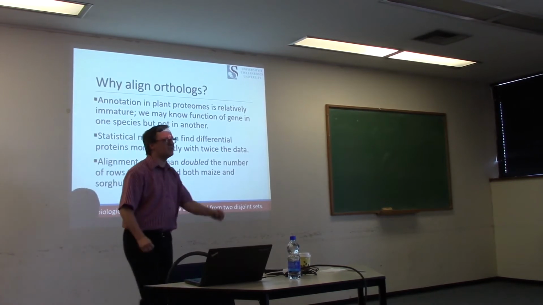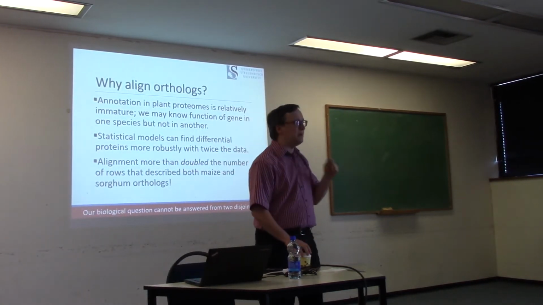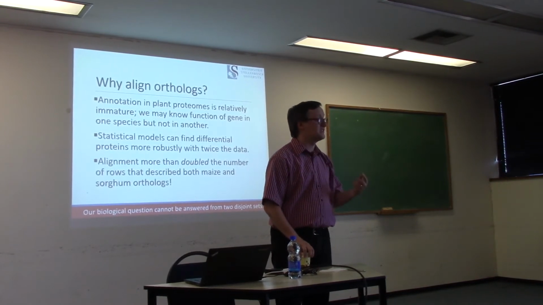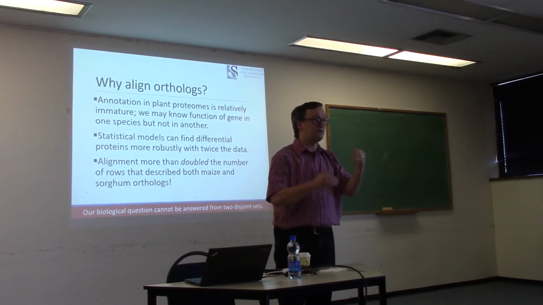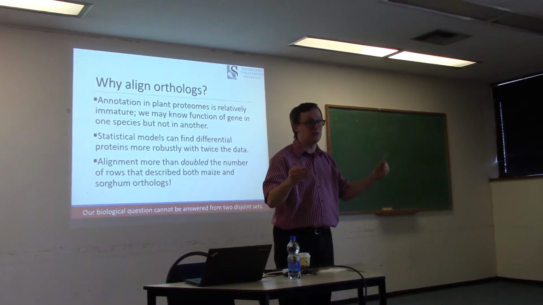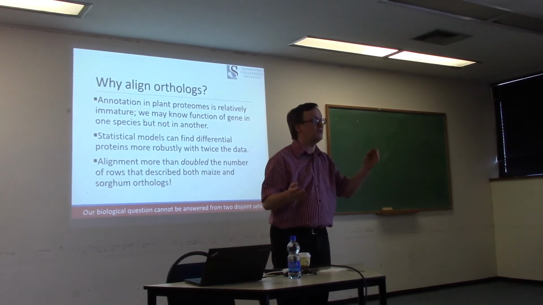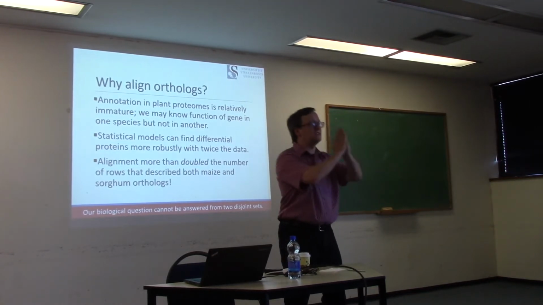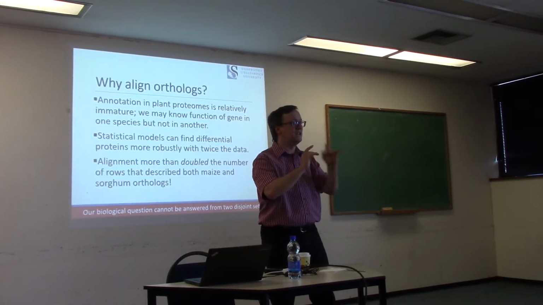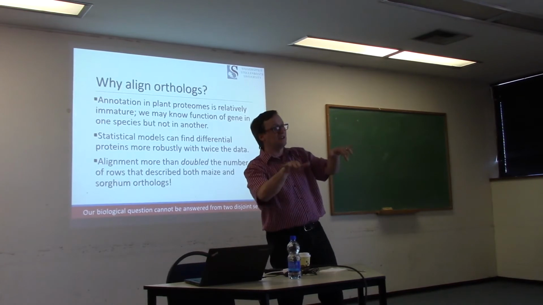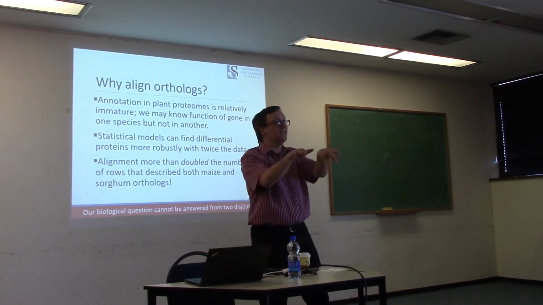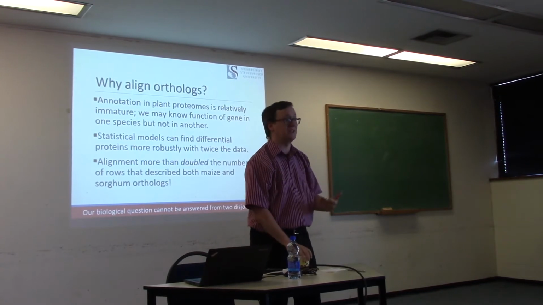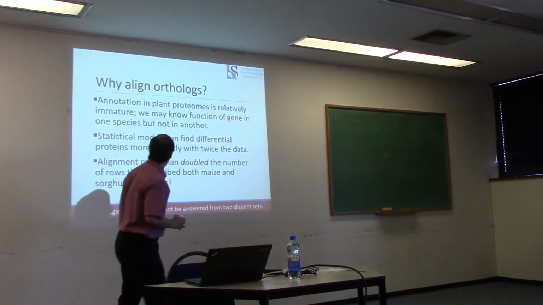Next, statistical models. If you double the amount of information available to your statistical model, it's going to find it a lot easier to reliably find differences in expression between wet and dry. If you have a protein that transitions from low in wet to high in dry conditions in both species, that signal is going to be amplified by having these data unified. Having more information makes statistical decision-making more straightforward.